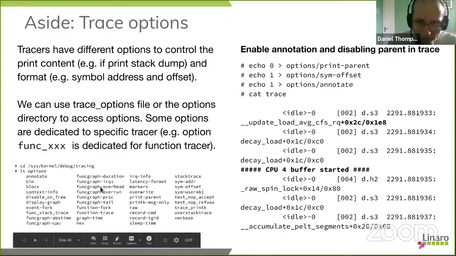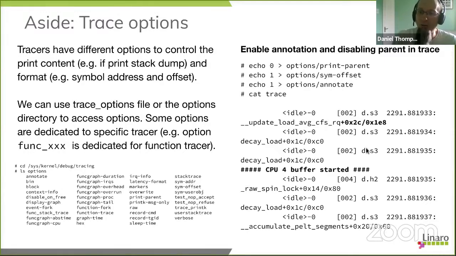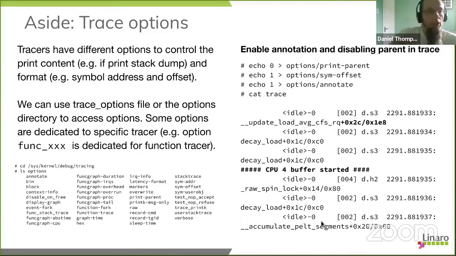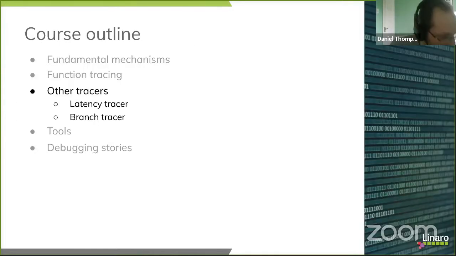I can't tell you what all of these do. We have certain interesting ones, things like print parent, sym offset, annotate, which control how the functions are textualized when they come out. I don't often change the options, if I'm honest. I usually find the defaults are essentially right for me. But if there are things that you find distasteful, it's definitely worth having a look at the options to see if they can be made more tasteful for you.